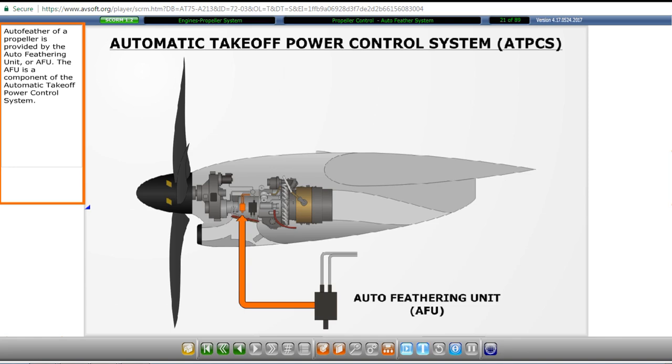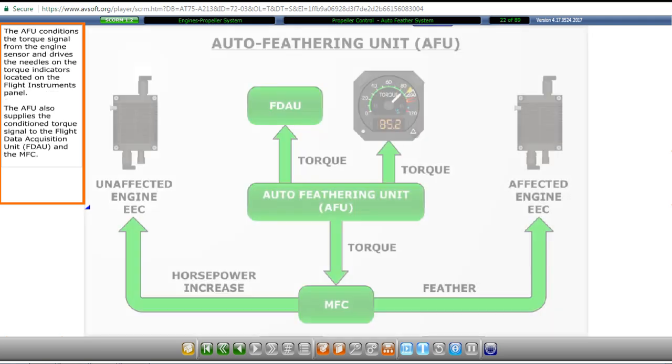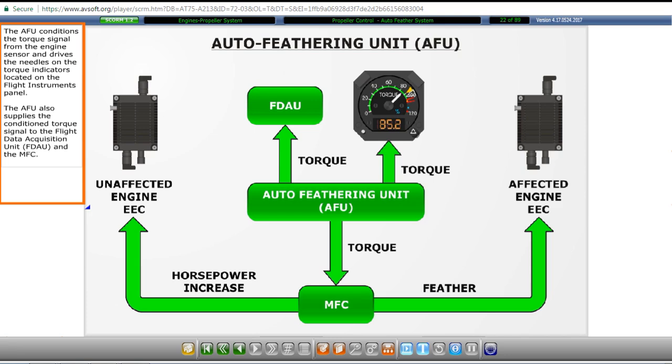Auto feather of a propeller is provided by the Auto Feathering Unit, or AFU. The AFU is a component of the Automatic Takeoff Power Control System. The AFU conditions the torque signal from the engine sensor and drives the needles on the torque indicators located on the flight instruments panel. The AFU also supplies the conditioned torque signal to the Flight Data Acquisition Unit and the multifunction computer.